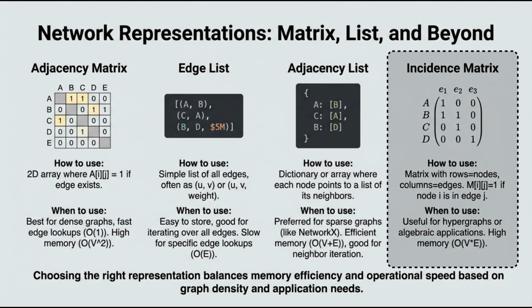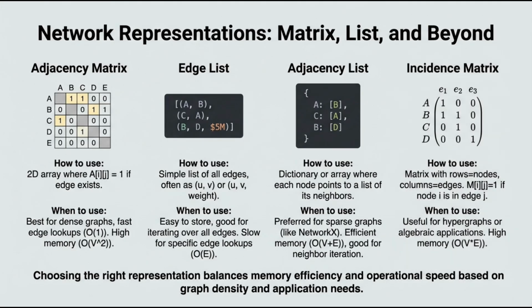Finally, the incidence matrix links nodes to edges rather than nodes to nodes, which can be useful in algebraic or hypergraph settings. The big lesson here is that representation is a trade-off. We balance memory efficiency, lookup speed, and application needs depending on the structure of the graph.